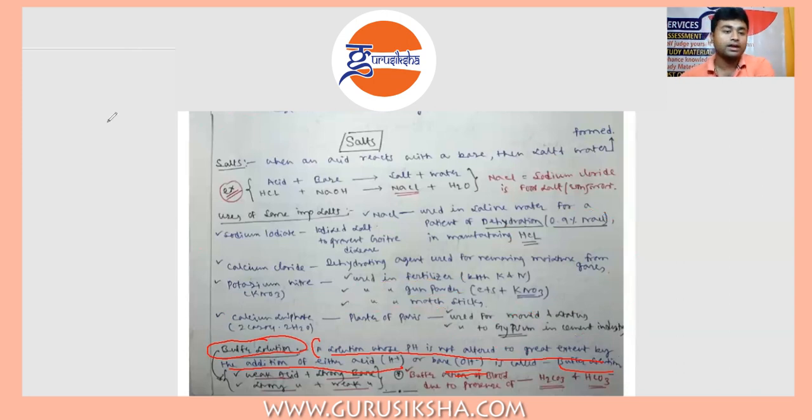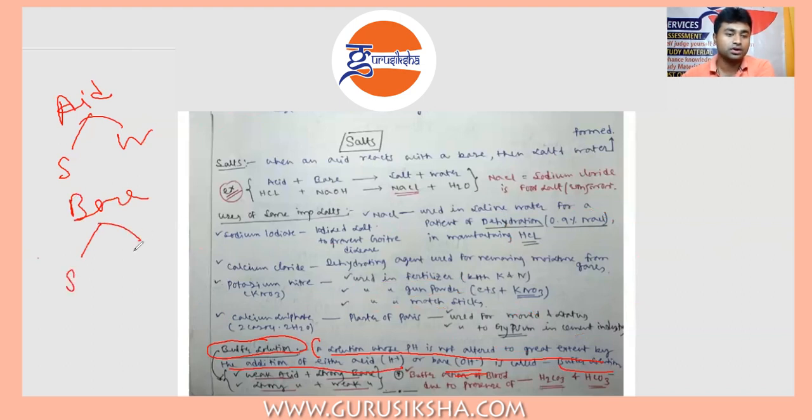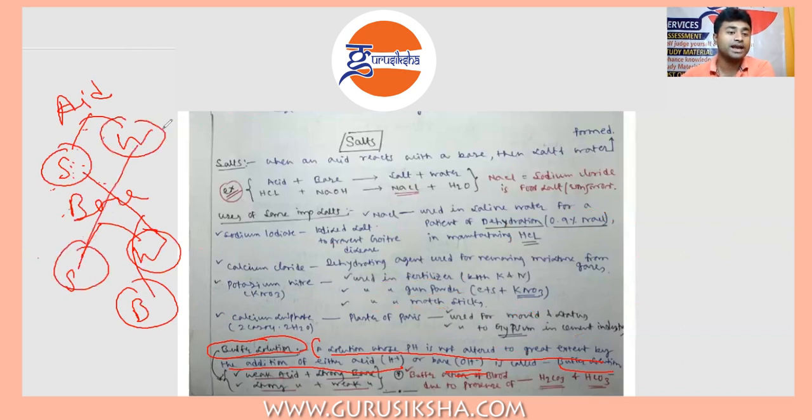I have already classified acids into two types: one is strong and one is weak. Similarly, bases are also of two types: one is strong, one is weak. So when a strong acid is connected with a weak base, this is called a buffer. Similarly, when a weak acid is combined with a strong base, this is also called a buffer solution. Okay, so I think you got my point.